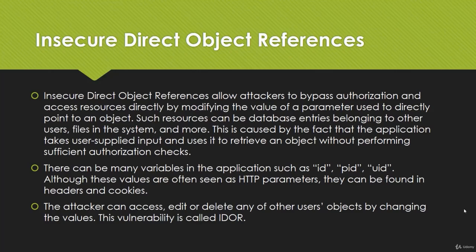This is caused by the fact that the application takes user-supplied input, which is entered by the user, and uses it to retrieve an object without performing sufficient authorization checks. There can be many variables in the application such as ID, PID, UID, etc. Although these values are often seen as HTTP parameters, they can be found in headers and cookies. Remember this thing, that they can be found in headers and cookies. The attacker can access, edit or delete any other users' objects by changing the values. This vulnerability is called IDOR.